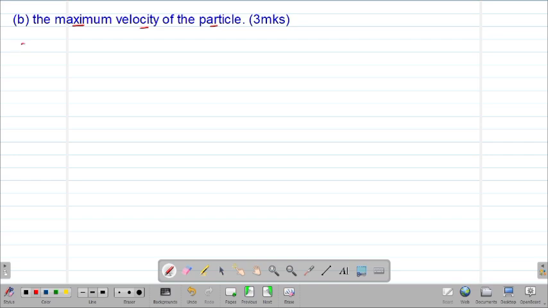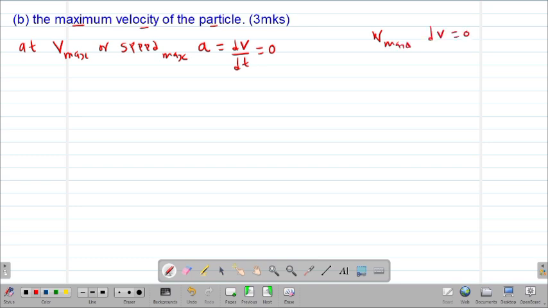Now, remember we said that at maximum velocity, at v maximum, or what we call maximum speed, we had already alluded that at that particular point, the acceleration of the particle, which is a equals dv over dt, must always be equal to 0. Remember, when we are at maximum velocity, usually the dv is equal to 0. That is, there is no change in velocity. So if a is equal to dv over dt, and of course our dv is 0, we will have 0 over dt, which will yield 0.